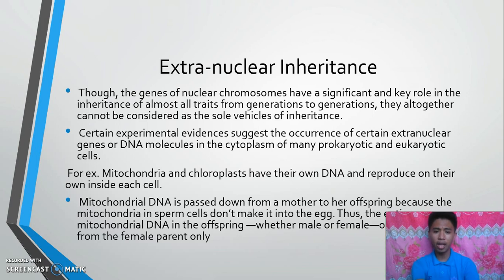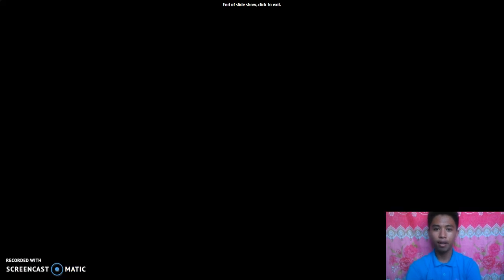Mitochondrial DNA is passed down from a mother to her offspring because the mitochondria in sperm cells don't enter the egg. Thus, the entire mitochondrial DNA in the offspring, whether male or female, originally came from the female parent only. So, end of the topic.